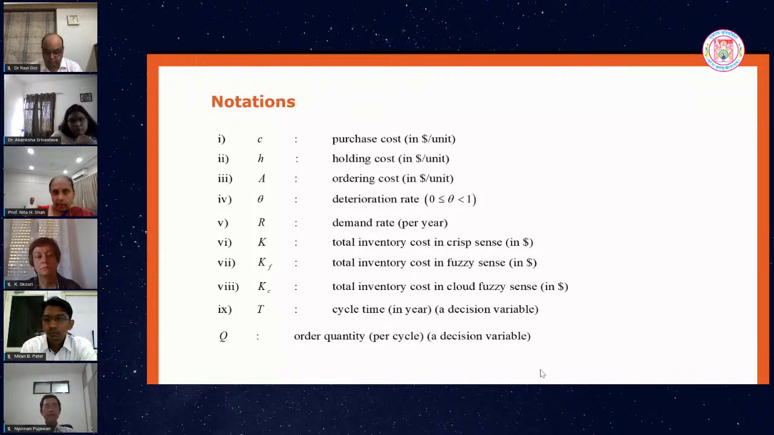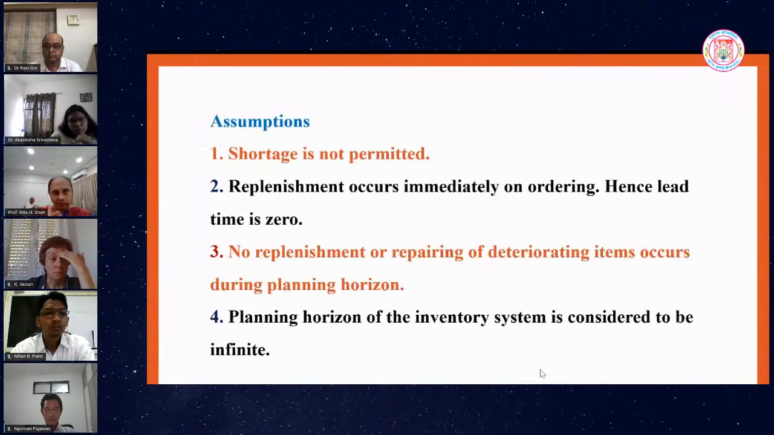R is the demand rate per year. K is the total cost in the crisp sense, and wherever subscript F comes, it is in the fuzzy sense, and where subscript C comes, it is in the cloud fuzzy sense. T is the cycle time, and for our model, it is a decision variable. If cycle time is a decision variable, Q, the order quantity per cycle, automatically turns out to be a decision variable. The model makes some assumptions.